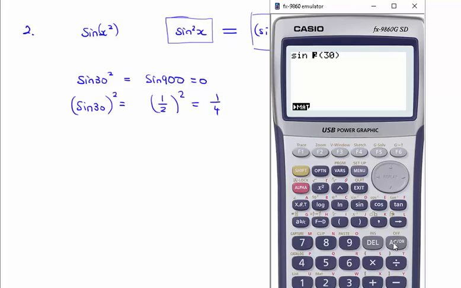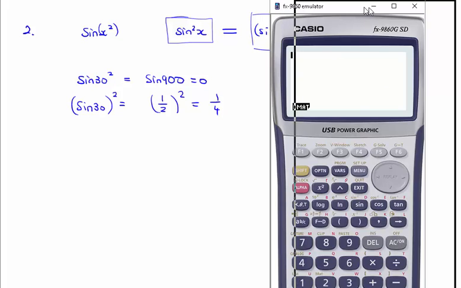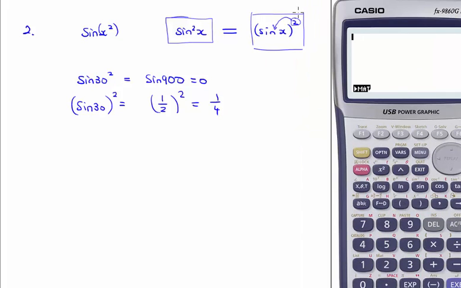So most calculators will only allow you to compute this way. You have to do bracket, then sine of 30, close the bracket, and square. So that gives us 0.25, which is 1 on 4. Okay, that's it.